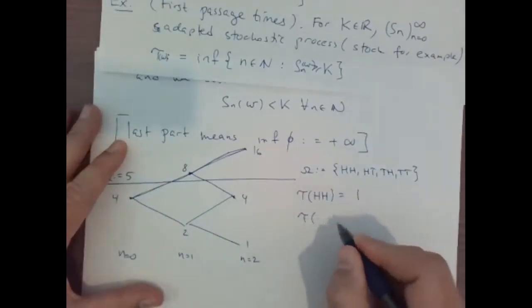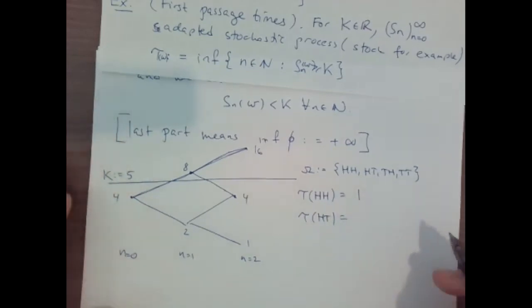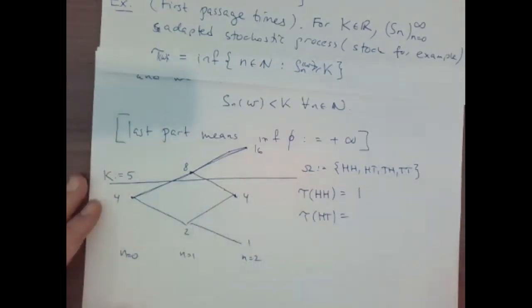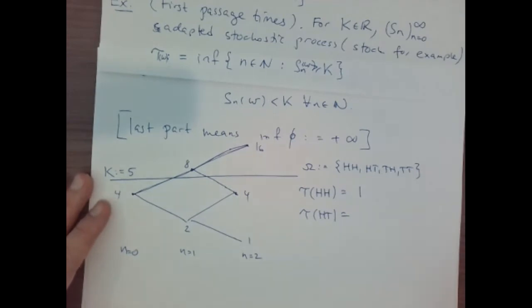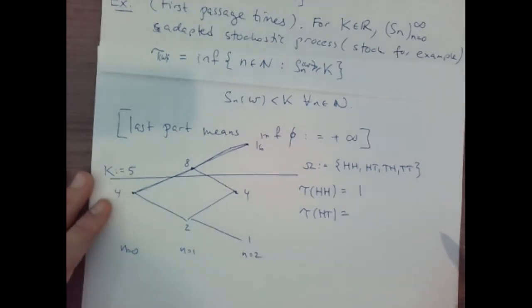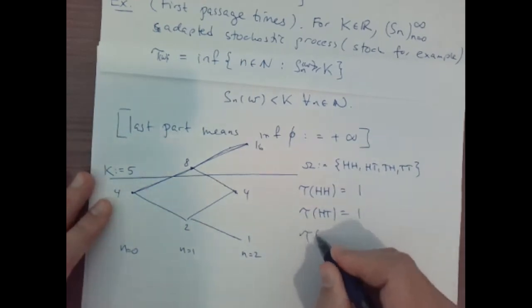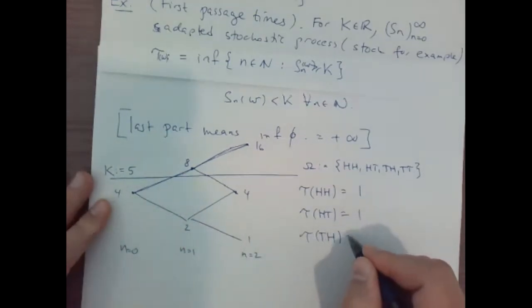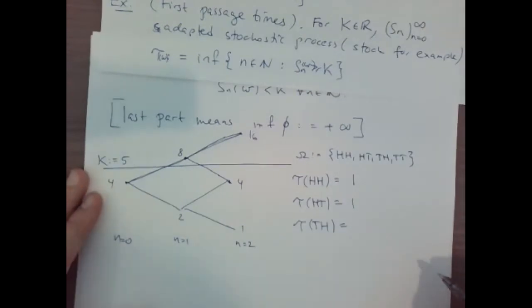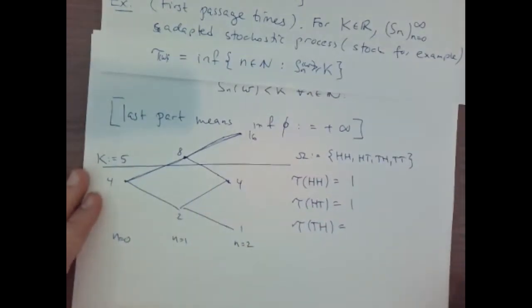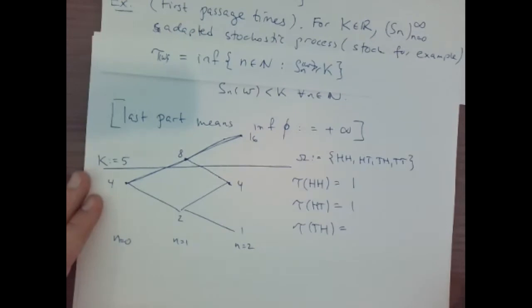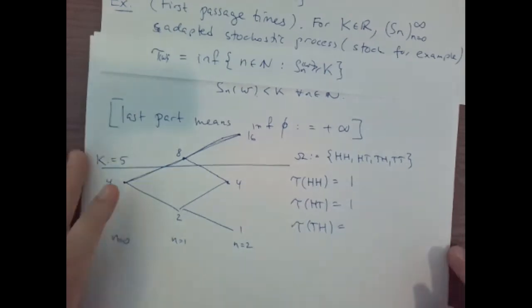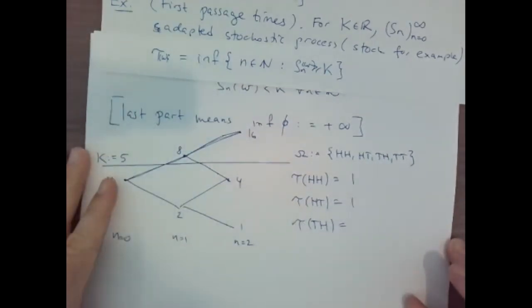Okay, so now let's do the other one. Tau of HT. So now we're going to go up and down. When was the first time that path came above 5? Also 1. Tau of, what is left? Tails, heads. When was the first time that this path came above 5? It never did. Okay, so then what is tau of TH?